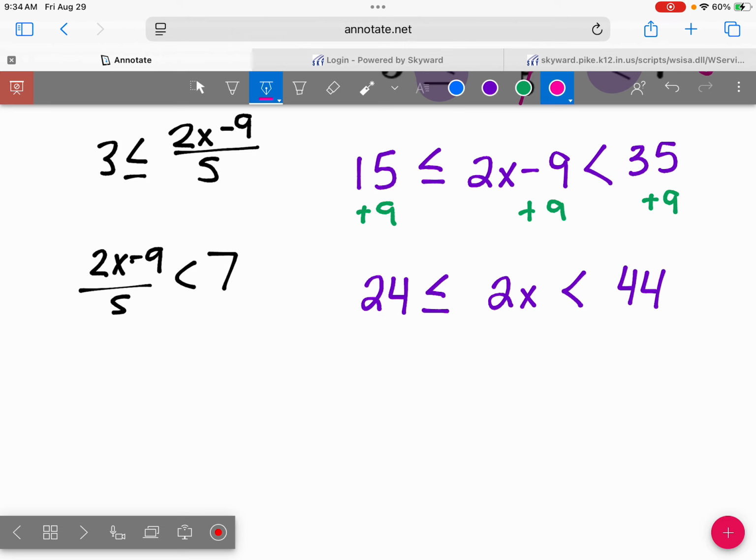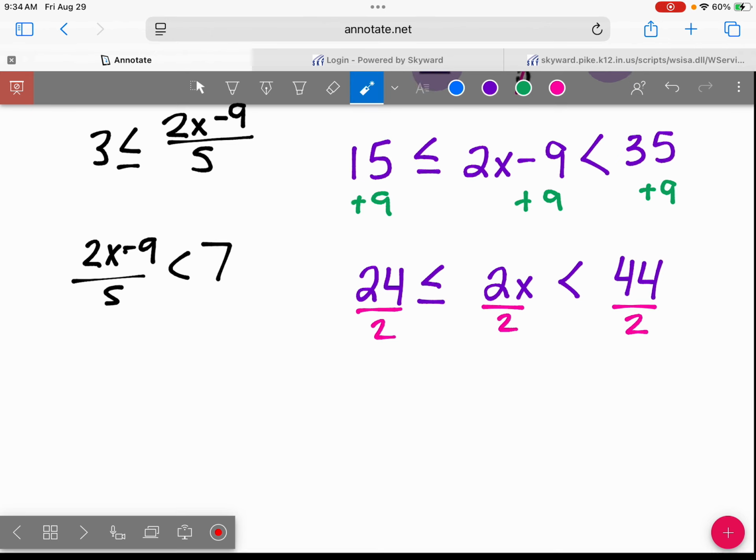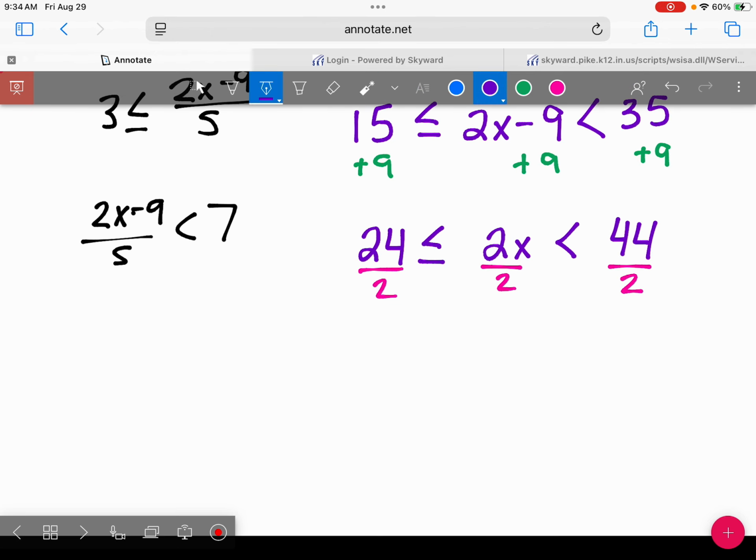Because what's our last step going to be? Divide by 2. Those are the exact same steps you would take for solving both of these. You would just do them independently, and we would get to the exact same answers, where we're going to have a 12 that is less than or equal to x, which is less than 22.